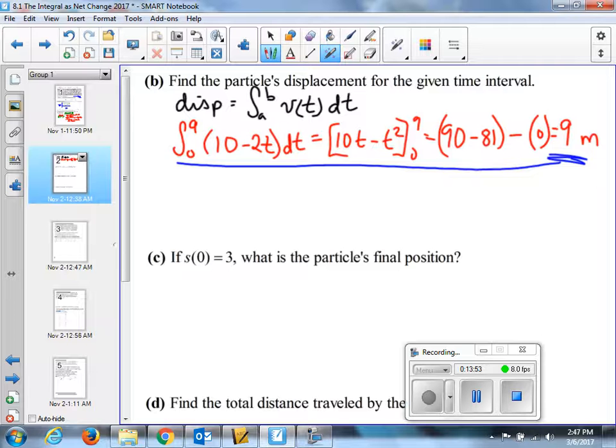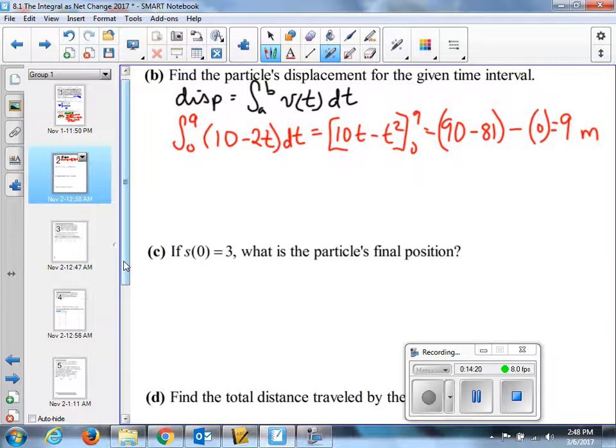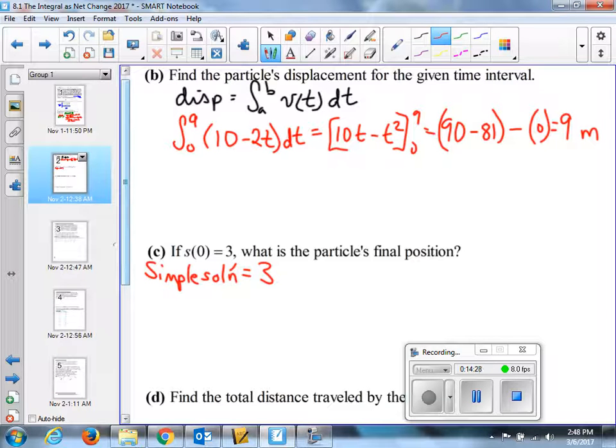So if it started at 100 meters from Greenwich Village or something like this, you'd say 109 meters. If it started at what we define as 3 meters from a starting point, it will go 9 more meters to the right to 12. I know what you're thinking though. That's why I want to clear this up. The simple solution is the 3 meters plus the 9 that you actually moved.